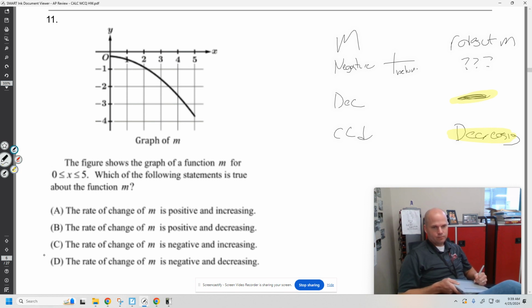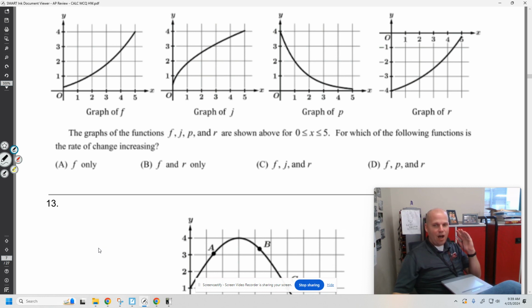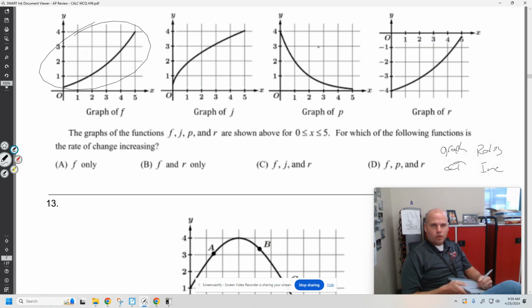Finally, decreasing concave down. I bet you some of you got all of those previous 10 questions wrong. Rate of change increasing. If the rates are increasing, your graph is going to be concave up. Concave up, concave up. F and, oh, this is concave up too. F, P, and R.